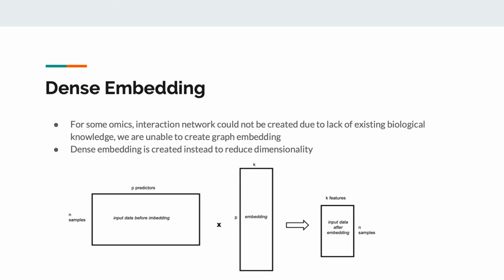However, for some omics, we are unable to create graph embedding layers because their interaction network could not be created due to lack of existing biological knowledge. And the solution to this is to use a dense embedding. Dense embedding is created to reduce the dimensionality of data.